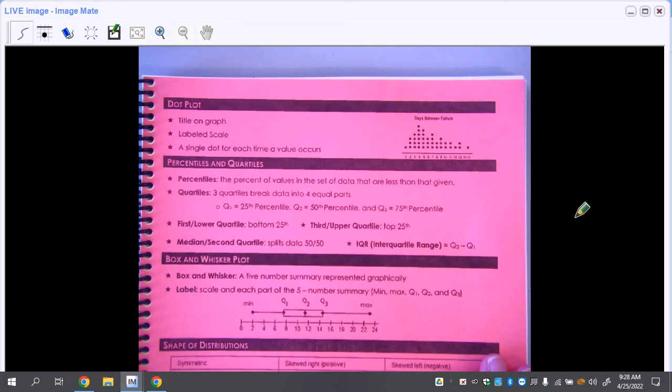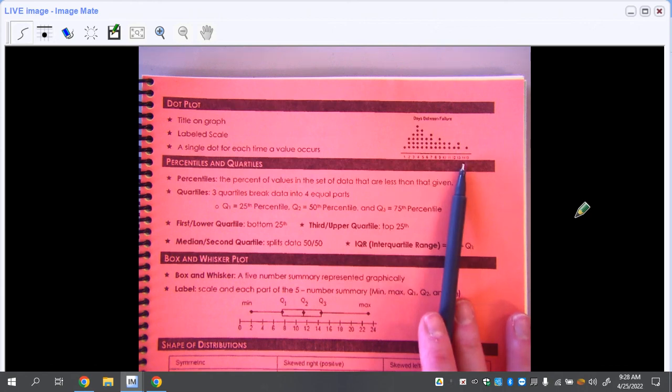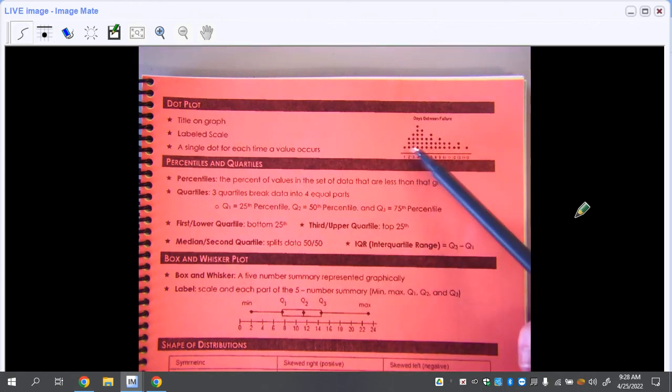All right, some other ones we have here, dot plots. We're going to be seeing a lot of dot plots during this unit, so we will definitely be coming back to this. But this is just what a dot plot looks like. Each dot represents one data point, and it's above that data point. So this is saying that there's 1, 2, 3, 4, 5, 6 times that the number 4 was used. 1, 2, 3, 4, 5 times that the number 5 was used. So that's what each of those dots means.